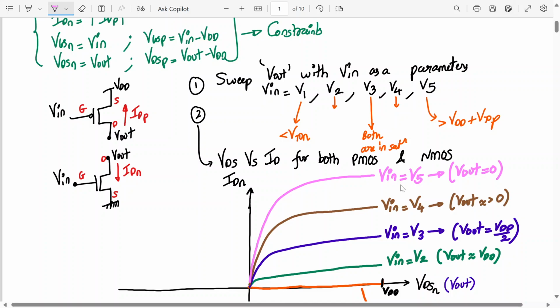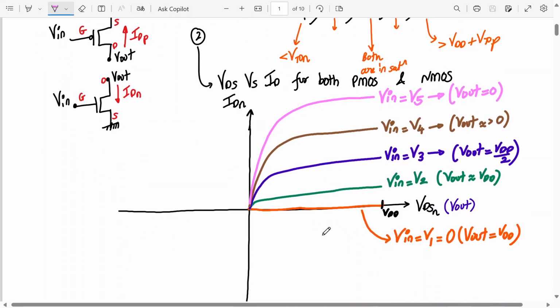So what is this characteristic? This is a graph of NMOS IDN versus VDSN. The current in the NMOS transistor versus the drain to source voltage in the NMOS transistor, which is nothing but V out. Alright, understood?